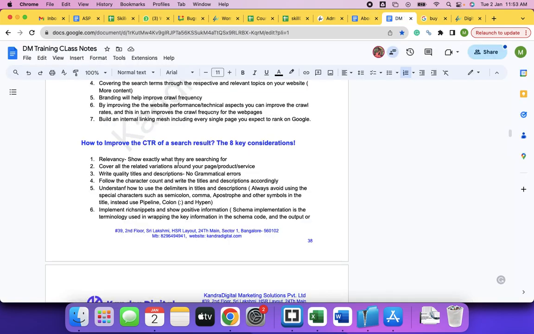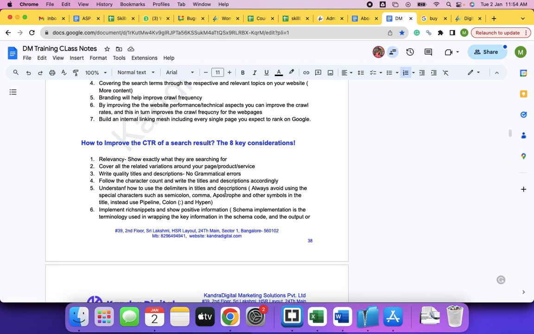Show exactly what they are searching for. Cover all the related variations around your page or product or service. For example, if you are selling fruits online, people would query as buy fruits, order fruits, fruit shopping, correct? Shoes also the same way: buy shoes, order shoes, shoe shopping, correct? Different terms are being used by people. So you should try to cover all these variations in your titles and descriptions so that you grab the traction of all those searches, right?